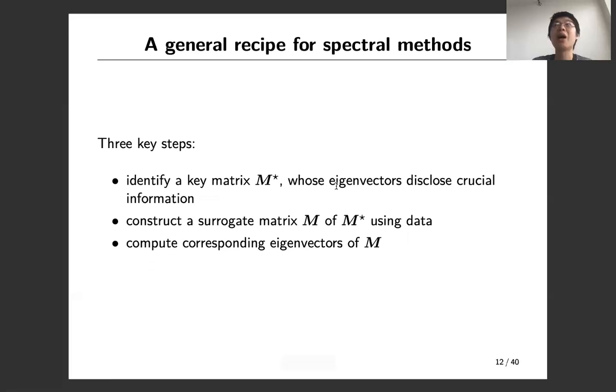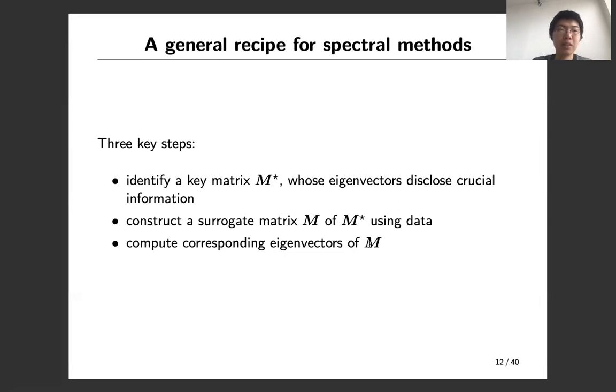First, we need to identify a key matrix M star, whose eigenvectors disclose crucial information about the quantity of interest. In the second step, in view of this key matrix M star, we want to construct a surrogate matrix M using the data available. We want M to be as close to M star as possible. In the end, we just compute the corresponding eigenvectors of this surrogate matrix M.